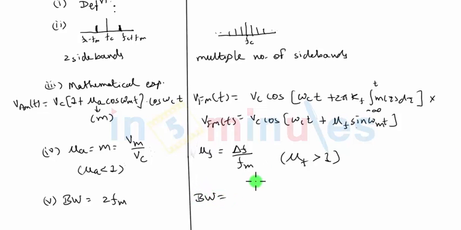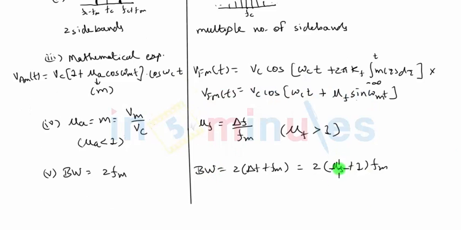So bandwidth on the FM side will be nothing but Carson's rule, and Carson's rule says that it's twice delta f plus fm, and this can further be written as twice mu f plus 1 into fm. Both are valid expressions. This is nothing but Carson's rule. So you can see bandwidth depends upon modulation index here, because it further depends upon frequency deviation. Here bandwidth only depends upon modulating signal frequency, which is fm.